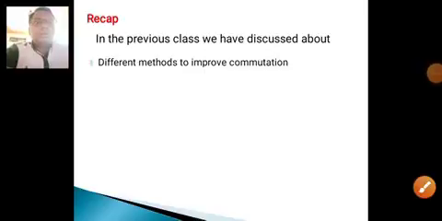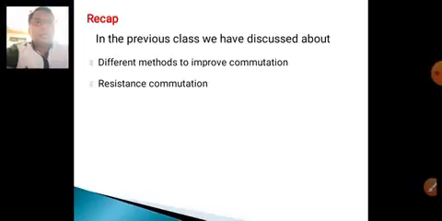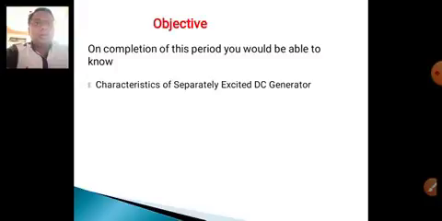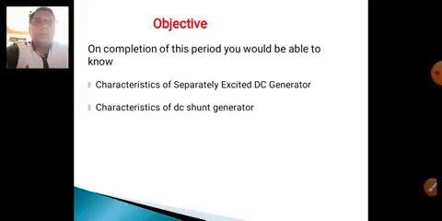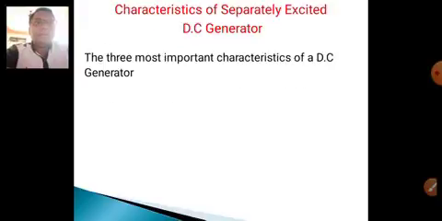Good morning, everyone. In the previous class we discussed different methods of improving commutation and the different types of commutation: resistance commutation and EMF commutation. In this class, we are discussing the characteristics of the separately excited DC generator and the characteristics of the DC shunt generator. We are finding the internal and external characteristics of the separately excited DC generator, and the characteristics of the DC shunt generator. First is the characteristics of the separately excited DC generator.